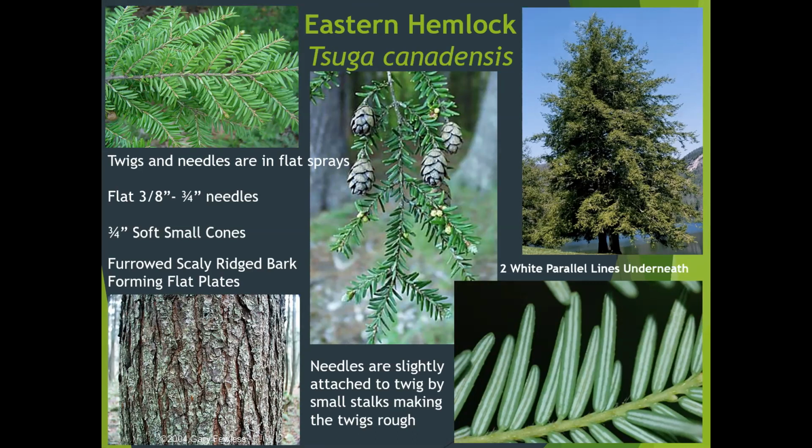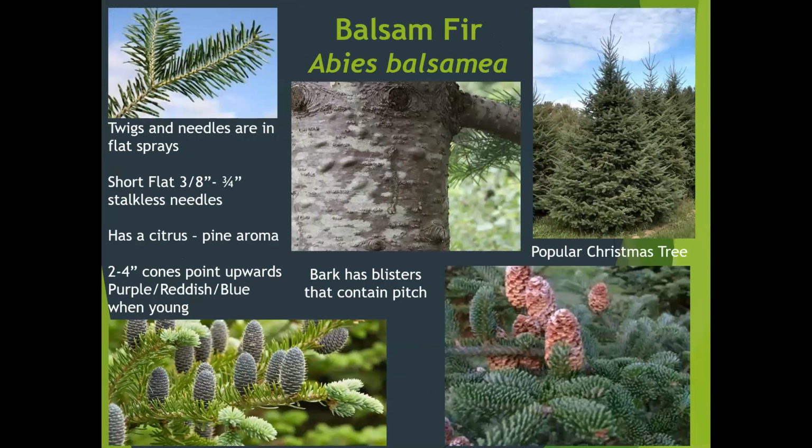The bark is kind of similar to pines, but it's furrowed, scaly, and rigid, and it starts to form plates much like the red pine. A good way to identify eastern hemlock is the two white parallel lines underneath the needles on the bottom side of the needle. The needles are also attached by tiny little bracts at the base of them. So if you were to rub the needles off, you would have all these kind of spines on the twig still. So the twig would be rough.